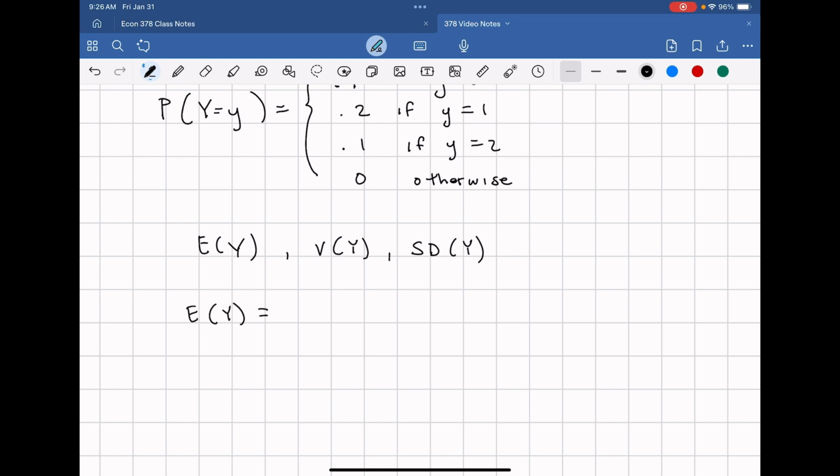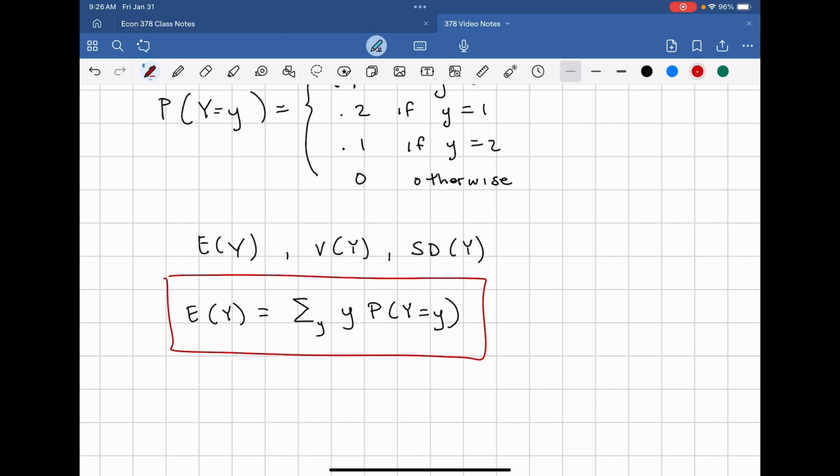Let's write down the definition. So this is, we're going to add up all the individual discrete options for y times the probability that y equals little y. I'm going to put this in a box. This is an important definition. This is how we find an expected value.